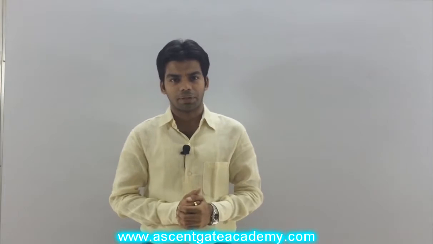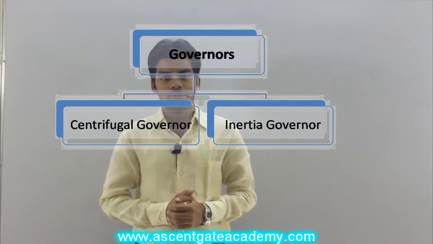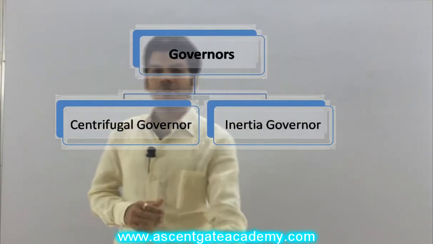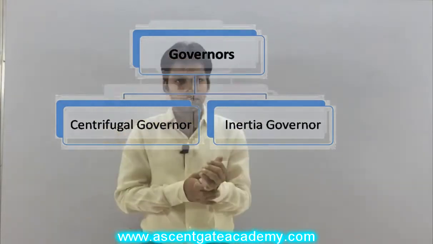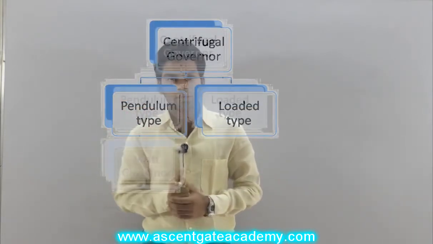Next, coming to the types of governor. So basically there are two types of governor. First is the centrifugal governor, and second is the inertia governor. Now let us look at the different types of centrifugal governor. There are basically two types of centrifugal governor. First is the pendulum type centrifugal governor.